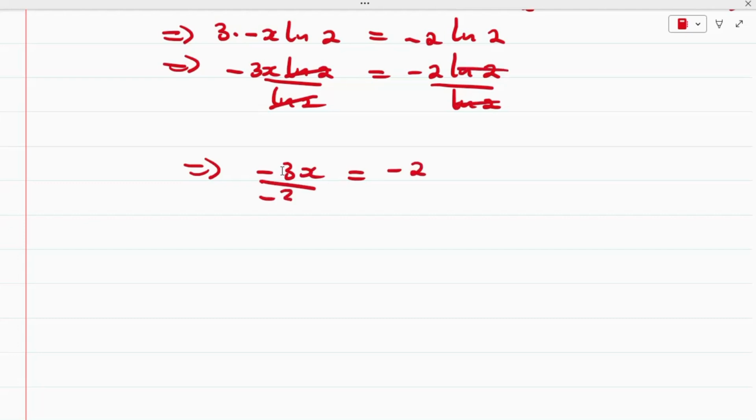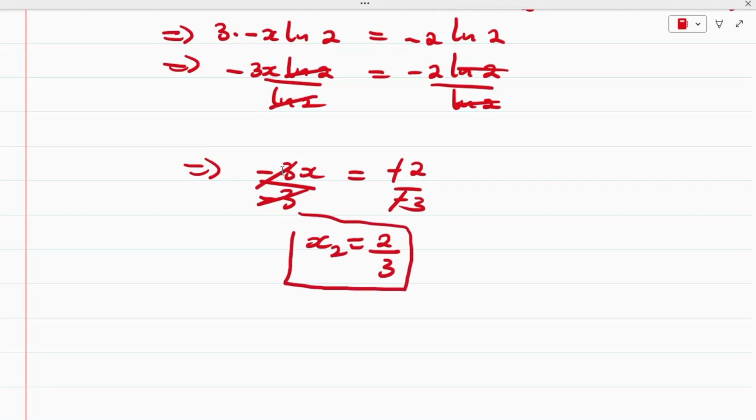So divide both sides by negative 3. This cancels out this, and we have that x is equal to, minus cancels out minus, so we have 2 over 3. So this becomes the second value of x, and I'm going to call this x2.